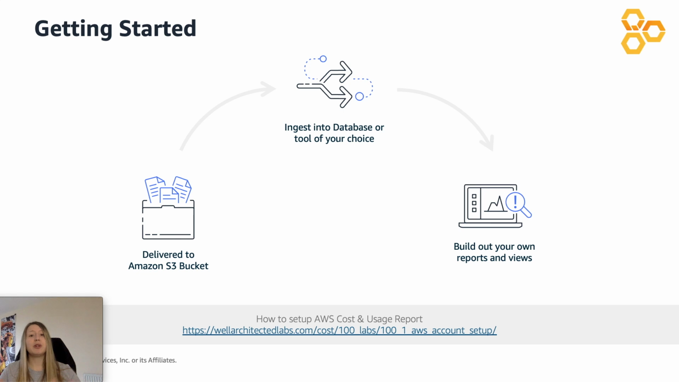Once you have this set up, you can then query and review your data. This might consist of SQL queries in Athena or making custom dashboards in QuickSight. This is really important to get started.